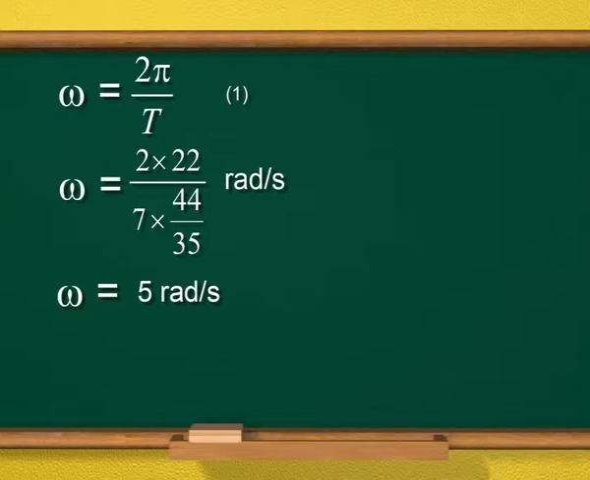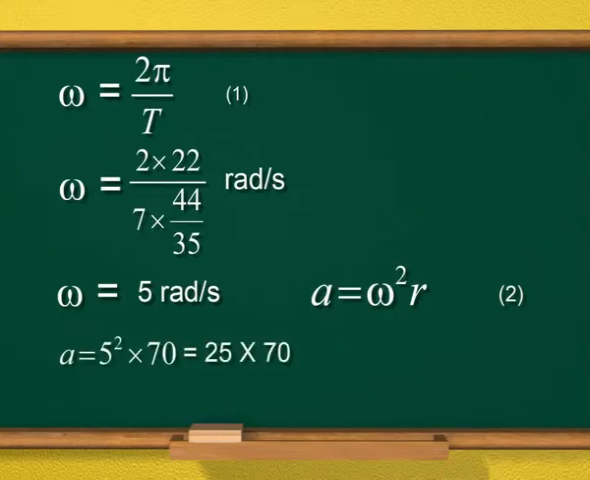The acceleration of an object in uniform circular motion is given by a = ω²r, equation 2. On substituting the values of ω and r in equation 2, we get a = 5² × 70, which is equal to 25 × 70. On simplification, a = 1750 centimeter per second squared. The acceleration is directed along the radius of the circular path and towards the center of the circle.